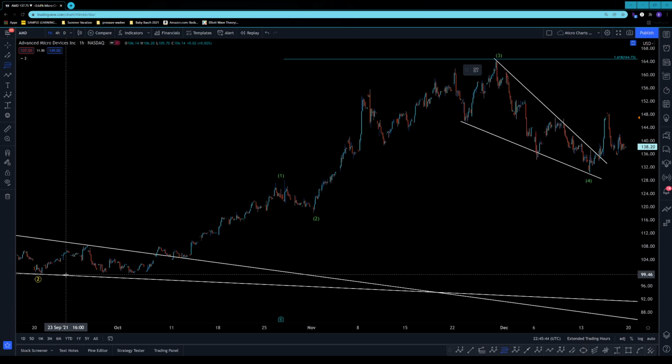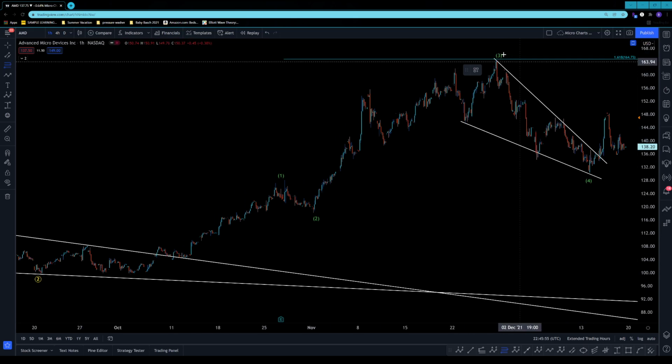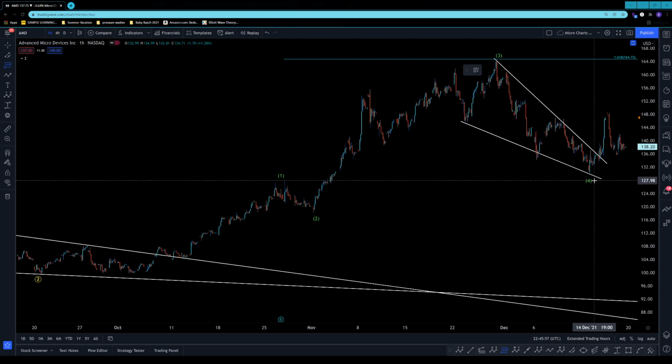So on AMD, what I have us in is that we're in a primary wave three, which makes sense. In wave theory terms, a wave three is going to end up being your strongest wave. So we're in a primary three, and what I have it as is that we just finished an intermediate three and that we're pulling down for our wave four. And I do think that wave four bomb is in.